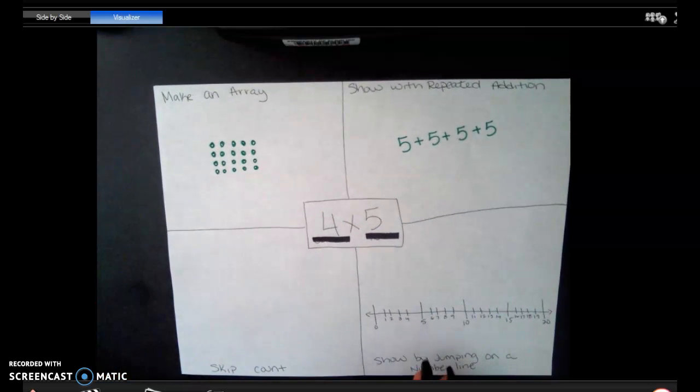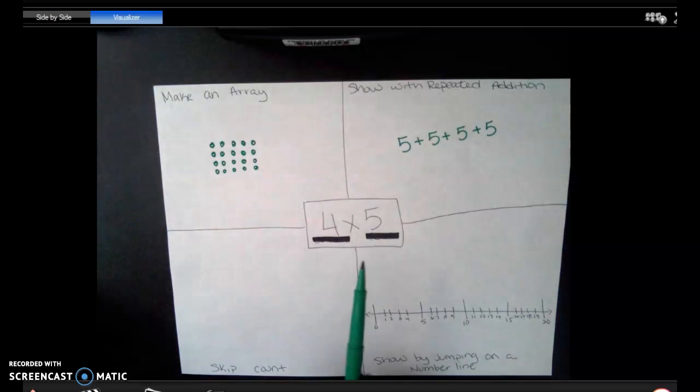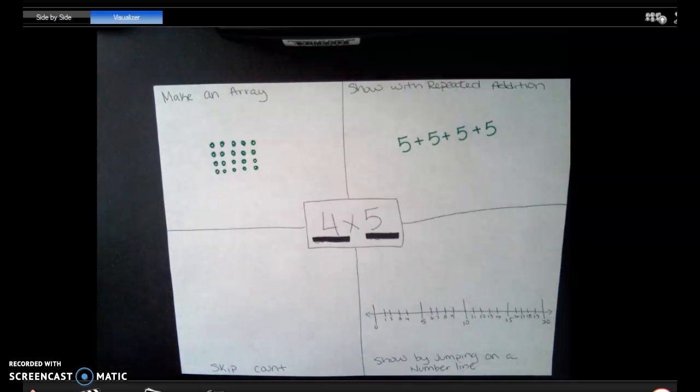Now, we are going to show or represent the equation 4 times 5 using skip counting. What this means is we're going to count by 5. So count up by 5s. Let's practice. 5, 10, 15, 20, 25, 30, 35, 40, 45, 50, and so on.